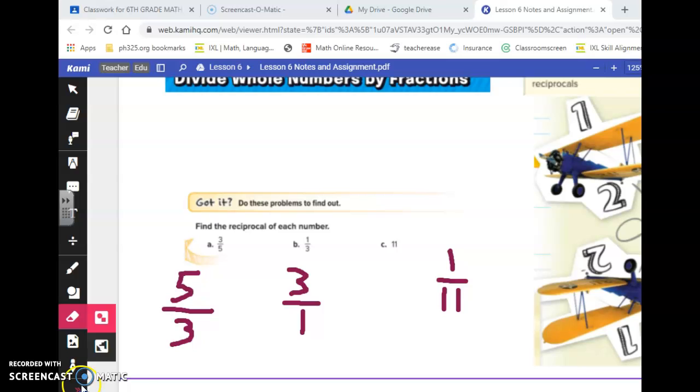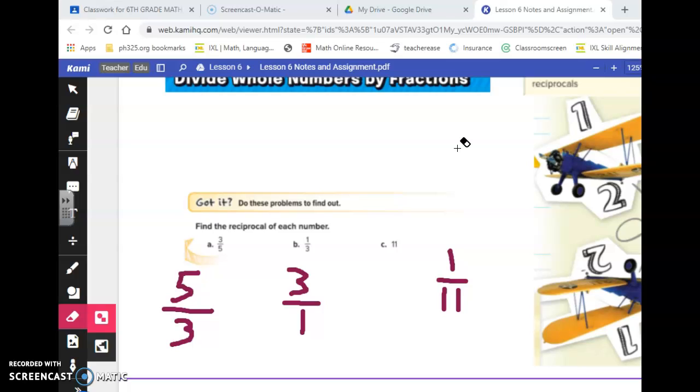Okay, the beginning of lesson 6 covers reciprocals. And in order to divide fractions, you first have to turn one of the fractions into a reciprocal. And it's always the fraction on the right. Okay, but let's first define what a reciprocal is. Somebody want to tell me what a reciprocal is?